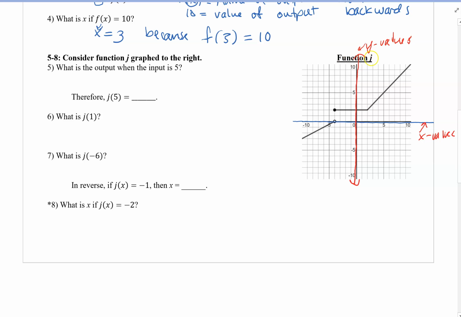So I notice here that this is a function j, that they're telling us that's the name of this function. I don't know why it's j, we'll just call it just cuz. All right, function j for just cuz. And we see that it's graphed here to the right.